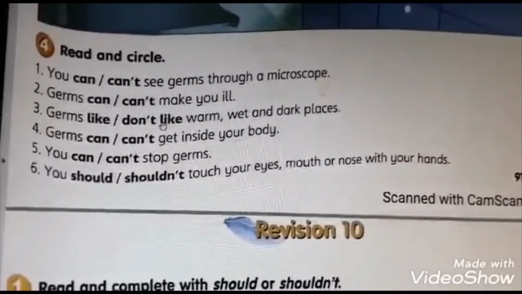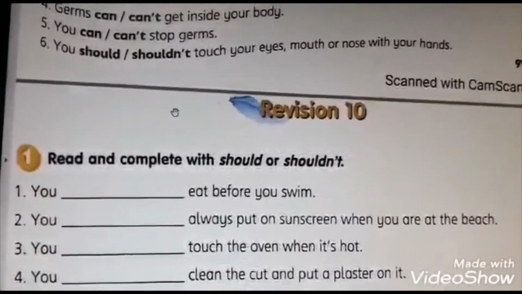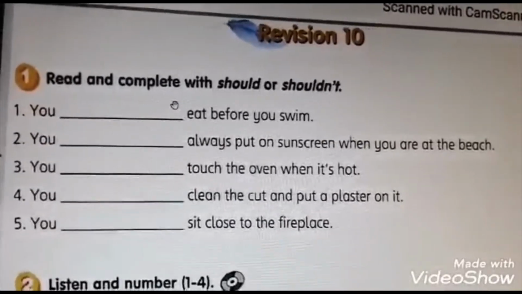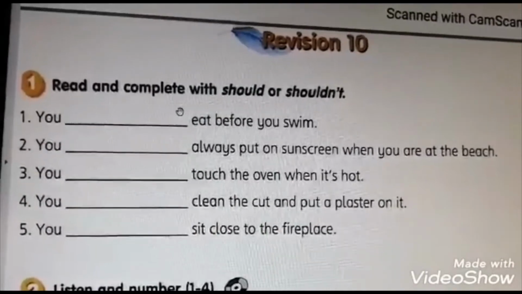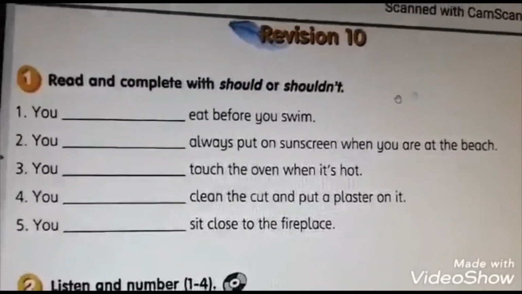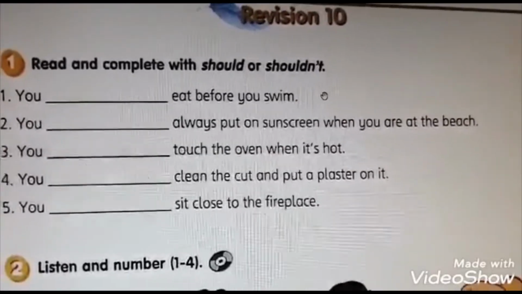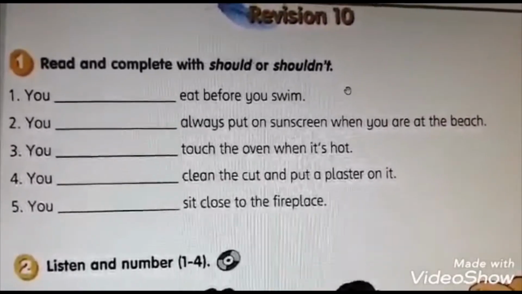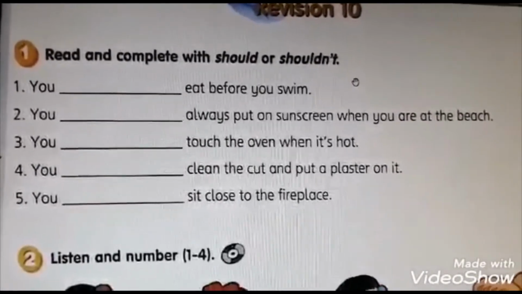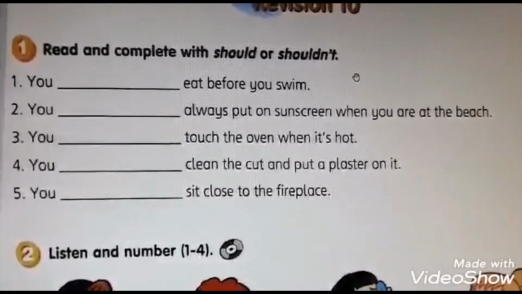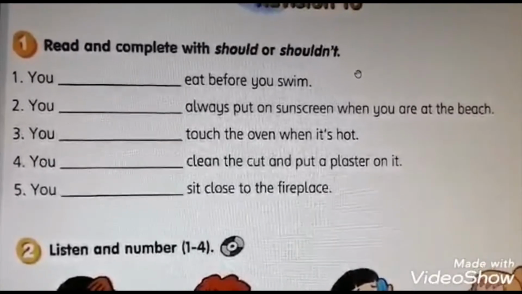So let's start our revision. Please open your student book. Read and complete with should or shouldn't. Yes, so activity 1, you have to read and then you have to write should or shouldn't. This is the time to practice what we already learned in our unit number 10. As you know, we use should when we want to give someone advice, and shouldn't when we think that something is not suitable or you are not happy with something.